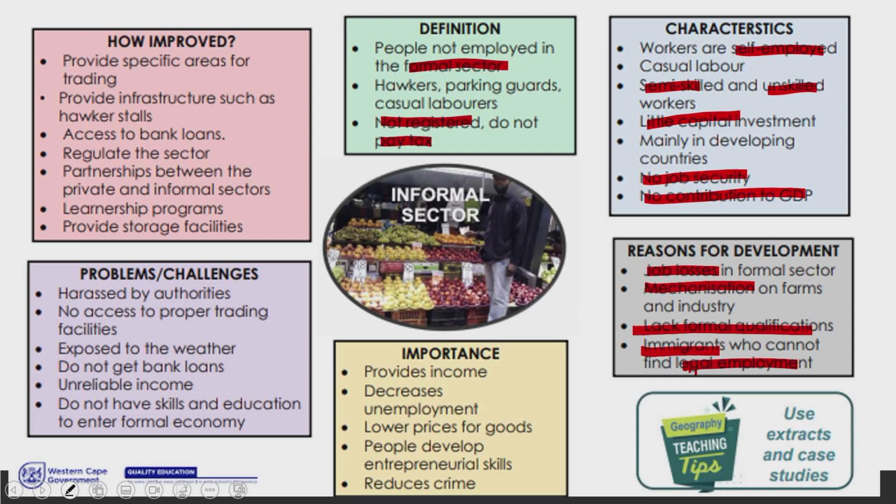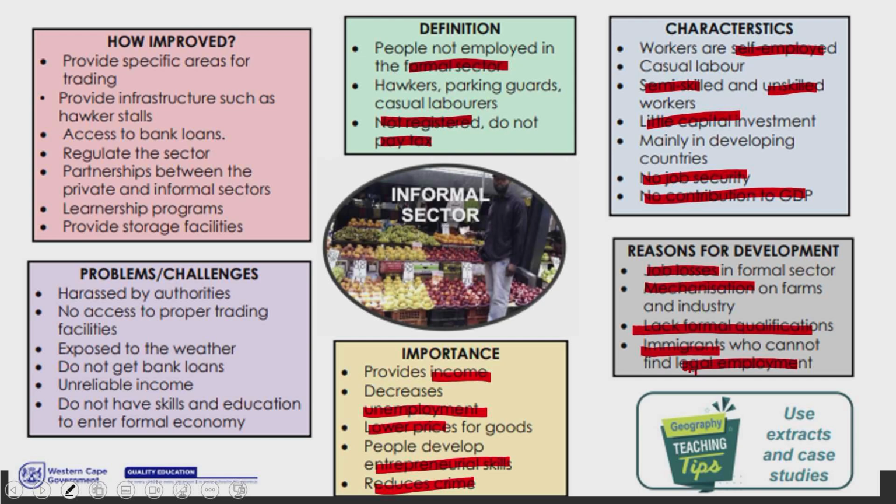What is the importance? We need this informal sector. Why? Because it provides an income for many people, meaning that it alleviates them from poverty. It decreases unemployment, and a decrease in unemployment will also link to a decrease in crime. Lower prices for goods, people develop entrepreneurial skills, and it reduces crime.